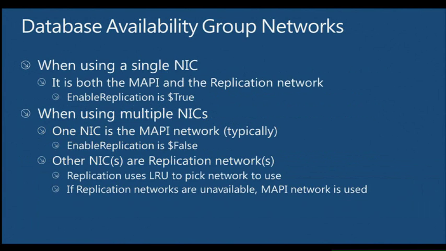Now, when you're using a single NIC, that's going to be both the mapping and the replication network. Okay, so there is no load balancing. It's just one network that you're using for both. When you're using multiple NICs, one is going to be the mapping network, the other one's going to be the replication network, as it says up there.